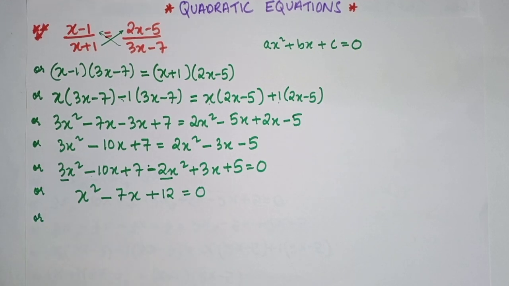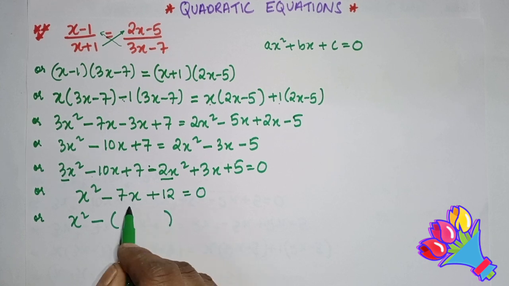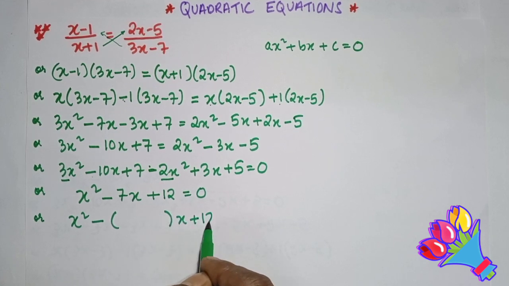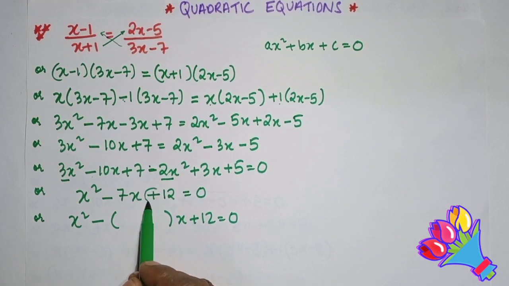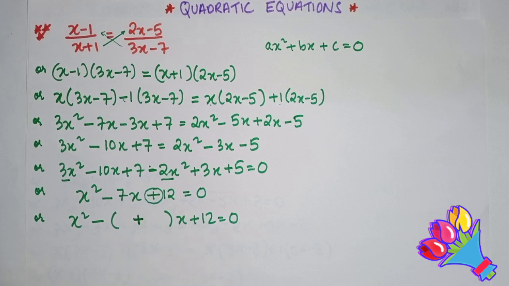Now what do I have to do? Breaking the middle term. So x square, now I'll break this 7 into 2 parts. This x plus 12 equals to 0. Now as you know, what is there in this? Plus is there. That means in the middle also there will be plus.